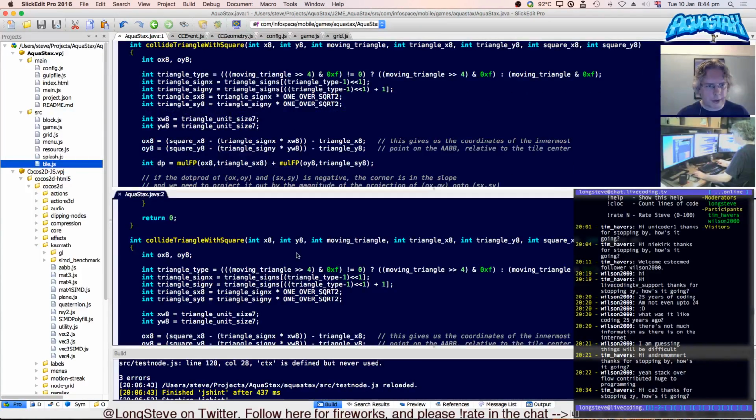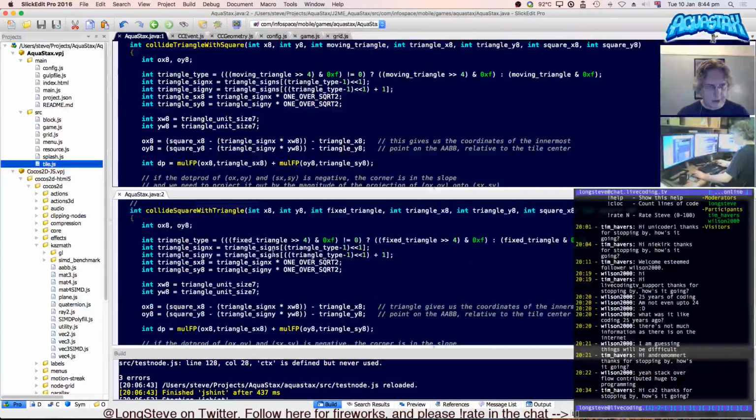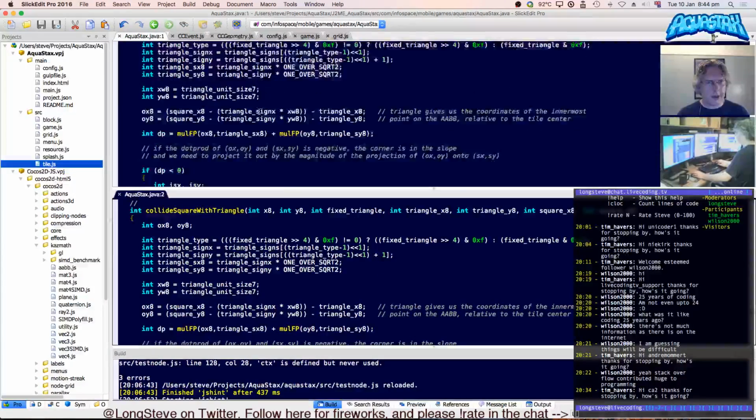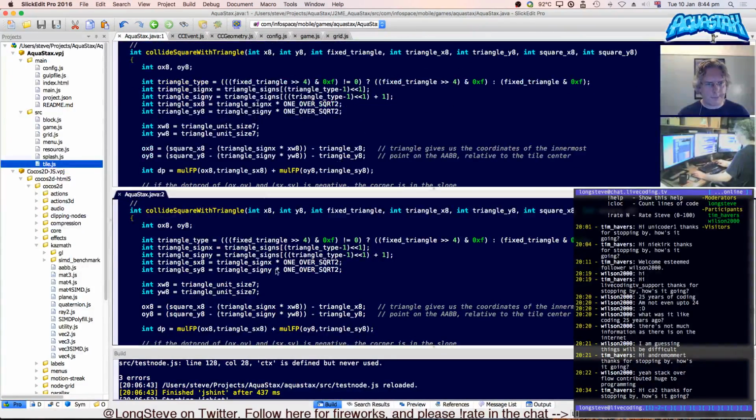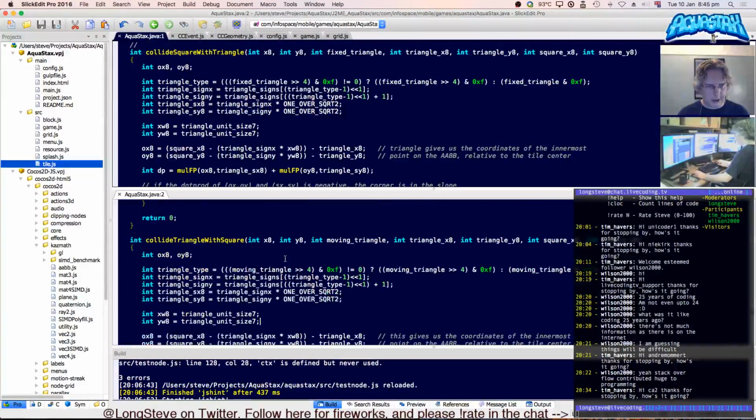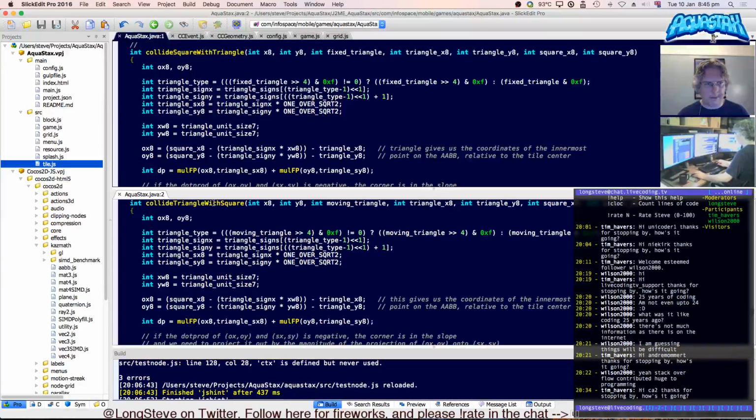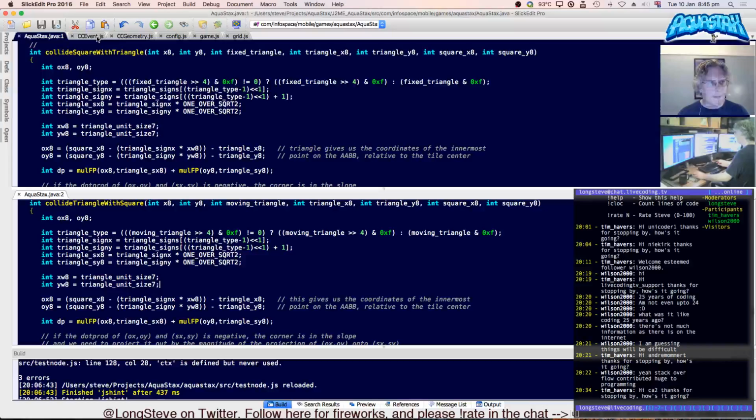And see what the difference is. So collide, down the bottom here we've got, actually I'll do it this way around. At the top here we've got collide square with triangle. Down the bottom here we've got collide triangle with square. So the only difference, let's lose that for a second so I can see it behind my chat window. So what have we got? The parameters are the same.